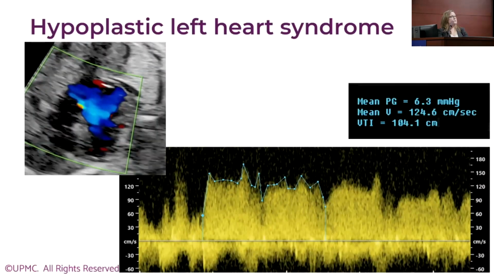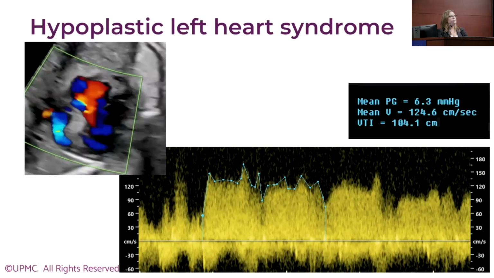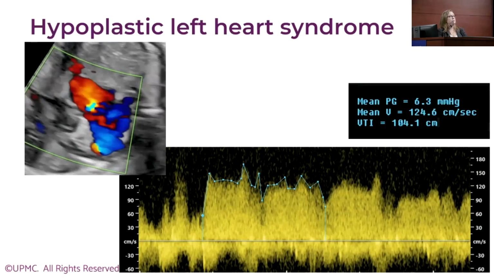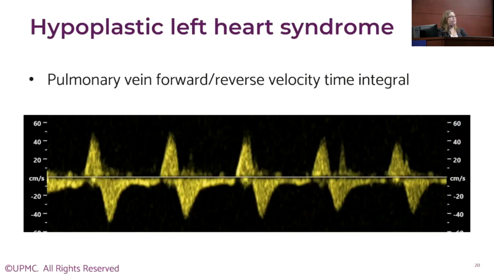When we used Doppler to assess this, there was a high velocity and a very narrow color jet that crossed the septum, as you can see in the clip on the left and the Doppler on the right. And the pulmonary vein Doppler was significantly abnormal.